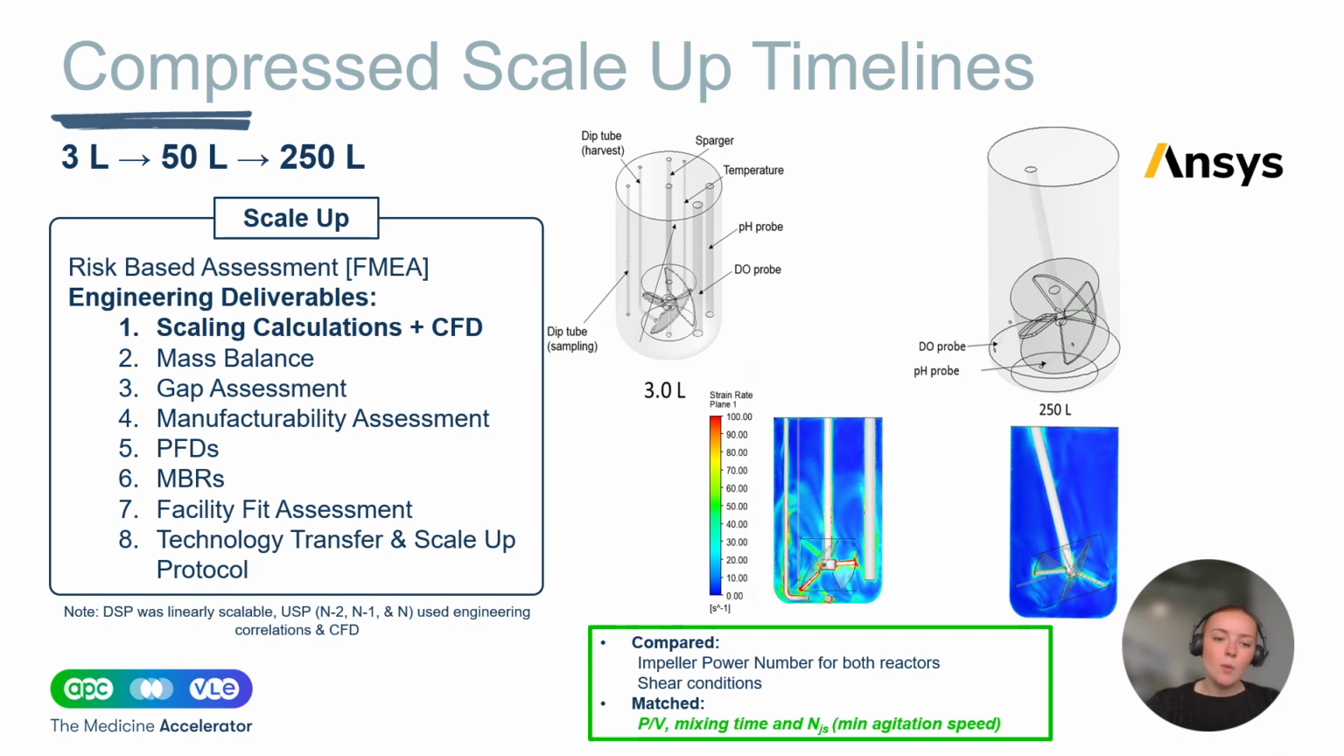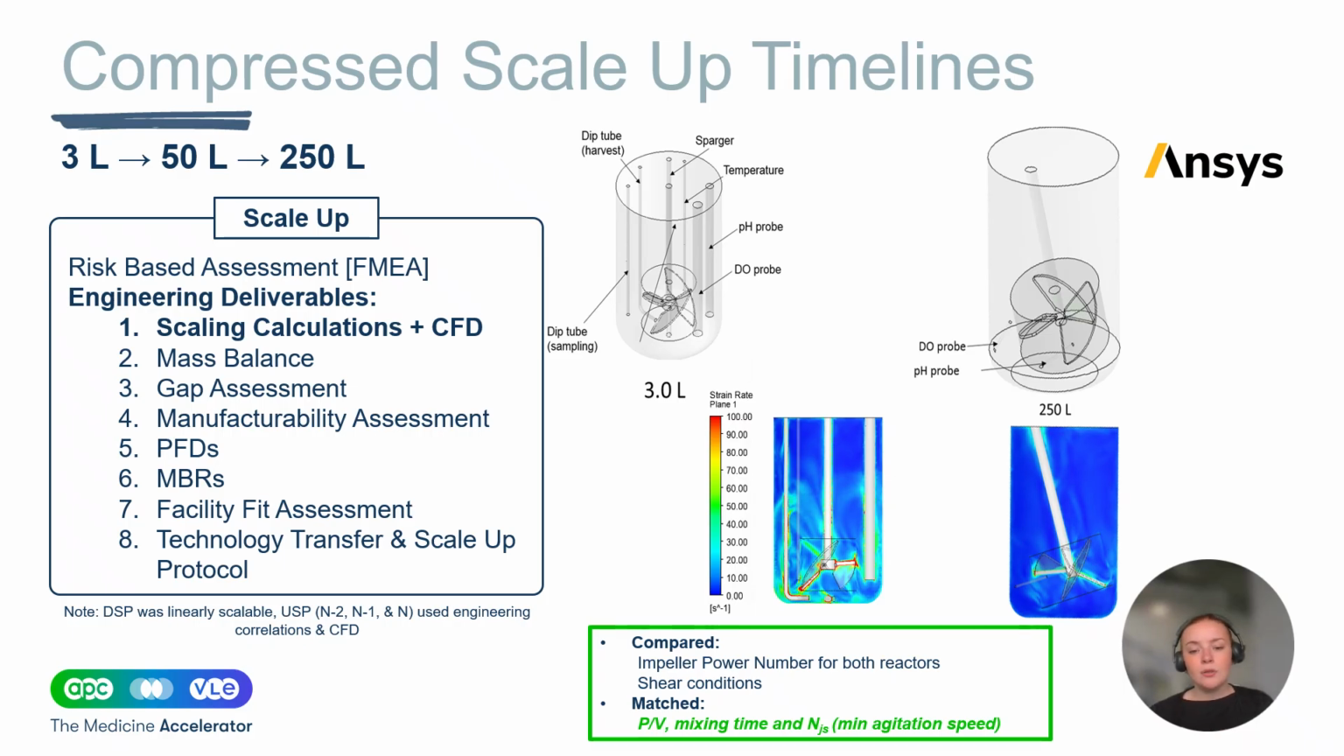For our scale up, I think one of the big benefits that we did on this project was compressing our scale up timeline. So we scaled from 3-liter bioreactors to 50 to 250-liter bioreactors on this project. And what we used an abundance of was computational fluid dynamics and also engineering correlations for scaling. For example, using correlations for power per volume, tip speed for KLA, and using CFD for our mixing times, our strain rate, and also for our column graph scale.